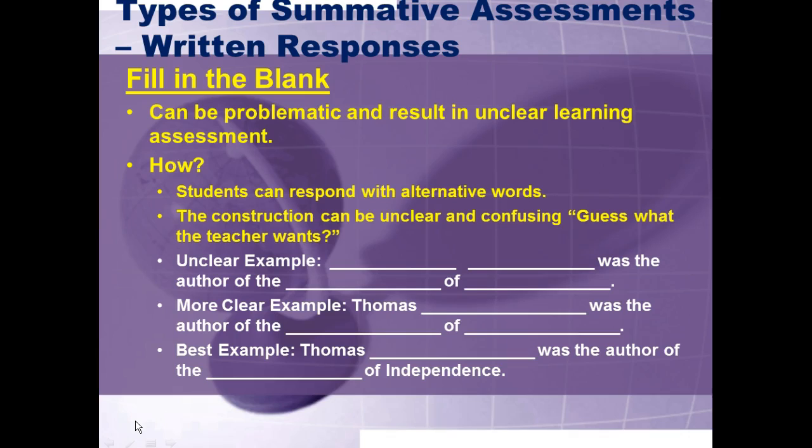I mean, under the unclear example, I could put John Steinbeck was the author of Grapes of Wrath. Are you going to mark me wrong on that? Because you wanted Thomas Jefferson was the author of the Declaration of Independence. But my answer was just as right. Think about how you create these fill in the blanks.